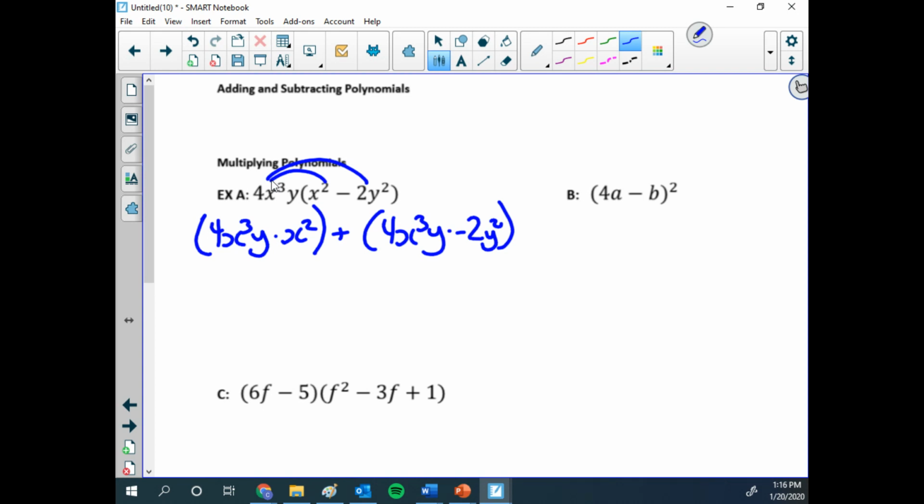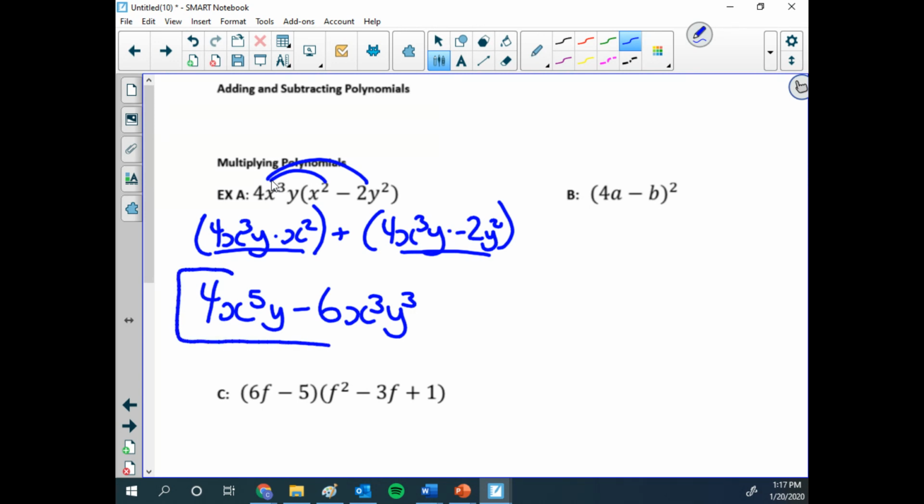When I'm multiplying here, there are no coefficients to multiply, so I would just keep that as a 4. X cubed times x squared is going to give me x to the power of 5. And then y is not being multiplied, so it's just y. Then the next one, I'm multiplying 4x cubed y times negative 2. So I'll multiply my coefficients together: 4 times negative 2 is negative 8. X cubed, there's no x to multiply to, so that's going to remain x cubed. And then y is being multiplied by y squared, so that's going to be y to the power of 3. So there's my answer if I multiplied that out.